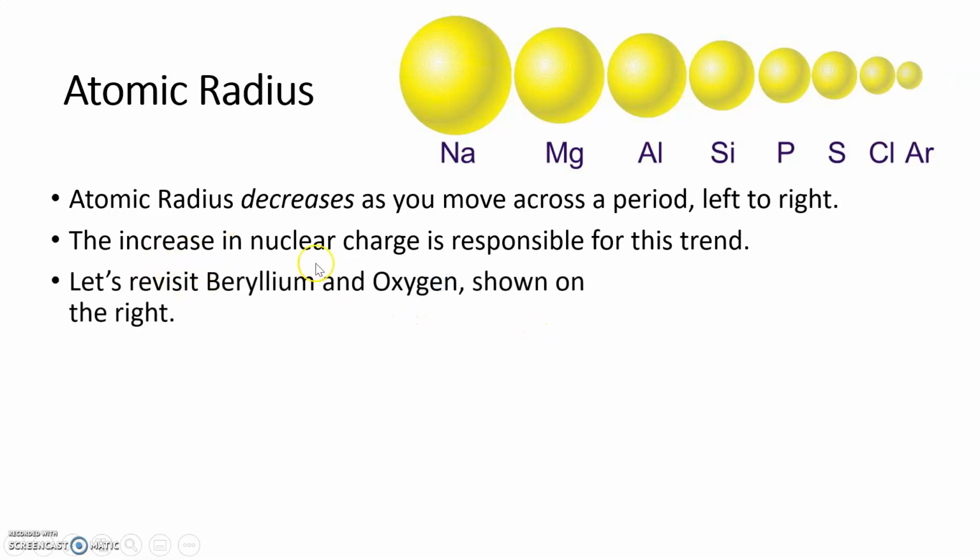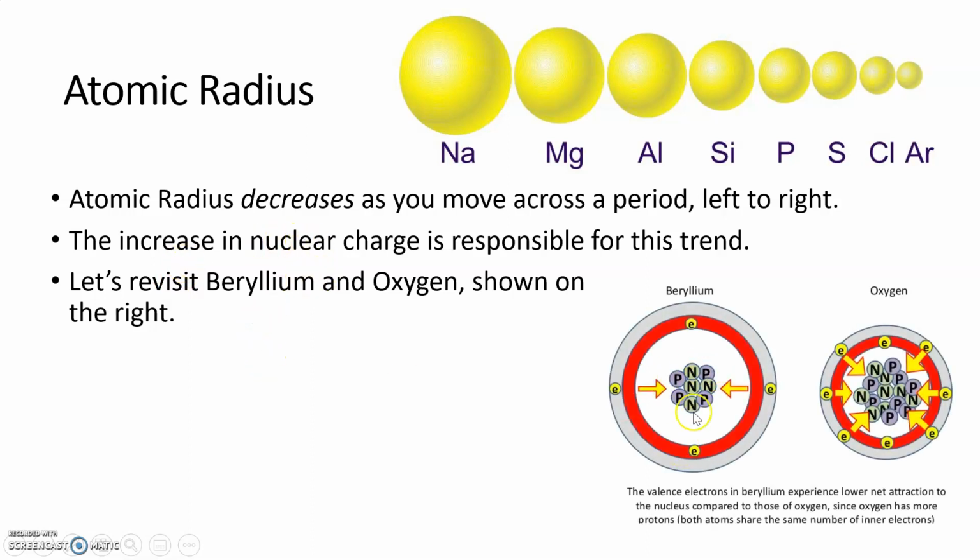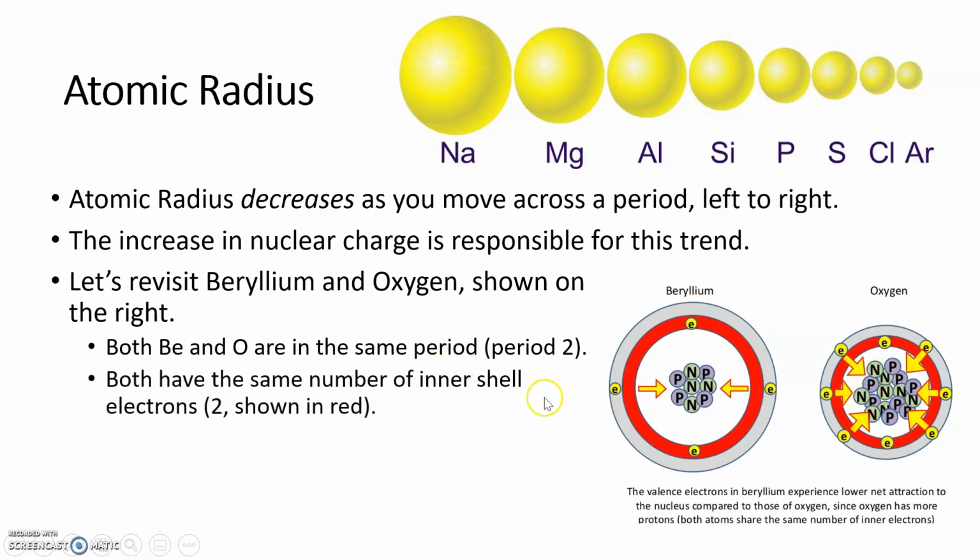The reason for this is that we have a larger and increasing nuclear charge. In order to see that, let's look back at beryllium and oxygen. These are both atoms in period 2. And as we mentioned before, beryllium only has 4 positive charges. Oxygen has 8. The amount of shielding is the same. The amount of shielding is the electrons in this inner energy level. That's the red level. That's 2 electrons for beryllium. And guess what? It doesn't change. It's still just 2 electrons for oxygen.